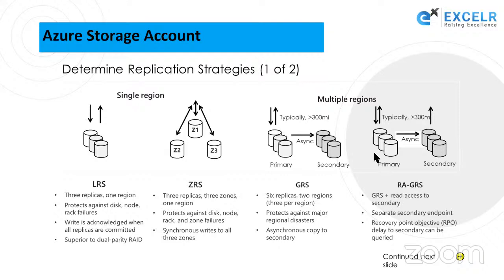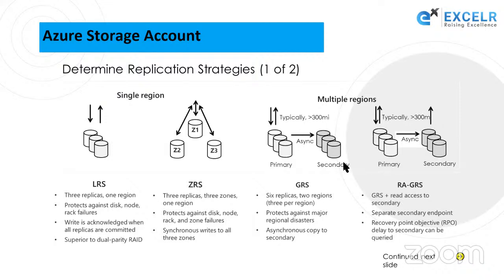What it does is it is going to replicate your data across 2 regions, 3 copies in the primary, 3 copies in the secondary. Data is synced asynchronously. Typically, there will be a 300 millisecond lag between your data. But it will give you an option of reading the data from the secondary region as well.